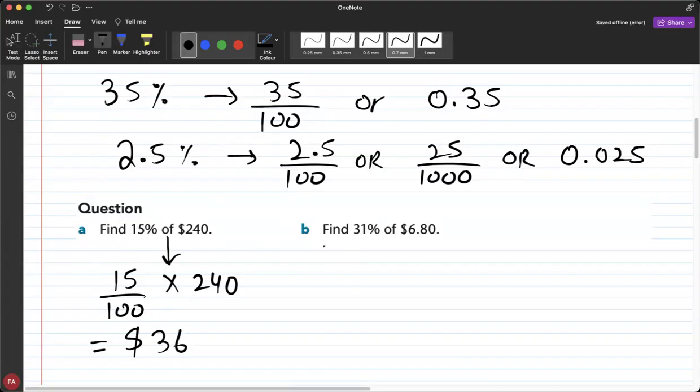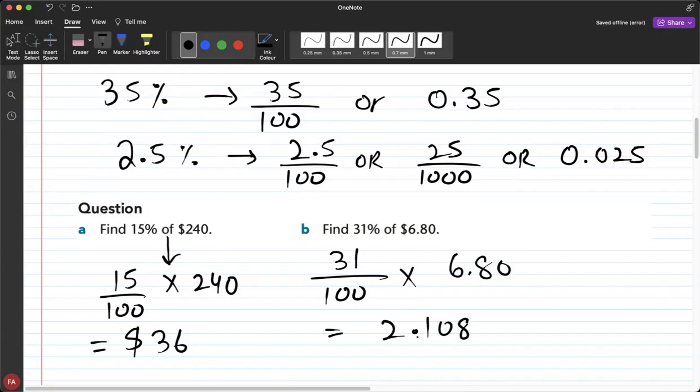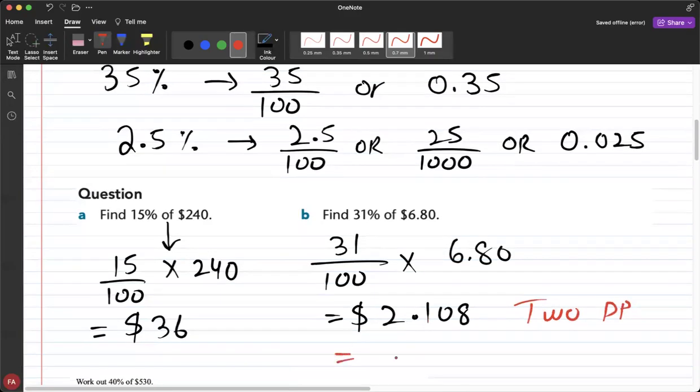In a very similar way, let's try part B as well. This says 31%. Again, that means 31 over 100. Of means multiply, and then we have 6.80. When I calculate this, this ends up giving me $2.108. Now, this brings me to a very important concept that you should be familiar with. In O Levels and in IGCSE, we have this convention that for any question that is related to money, we always round this to 2 decimal places. That means my final answer will be 2.11.